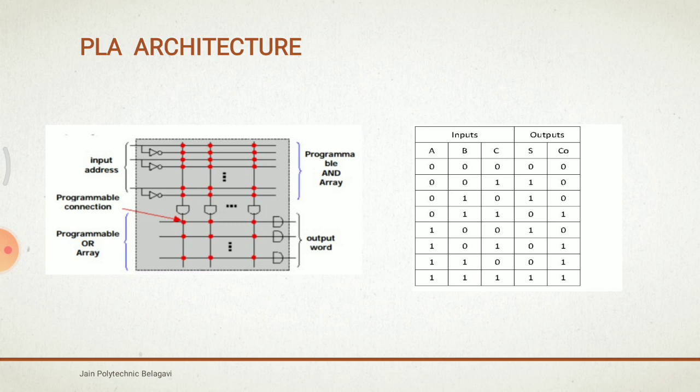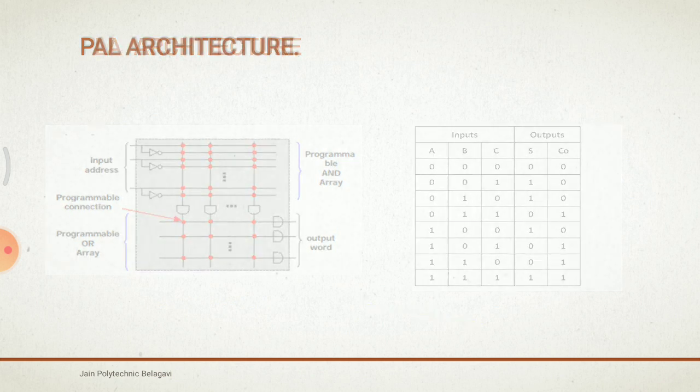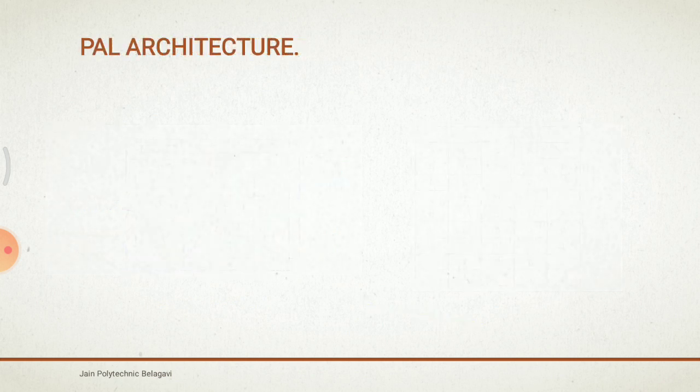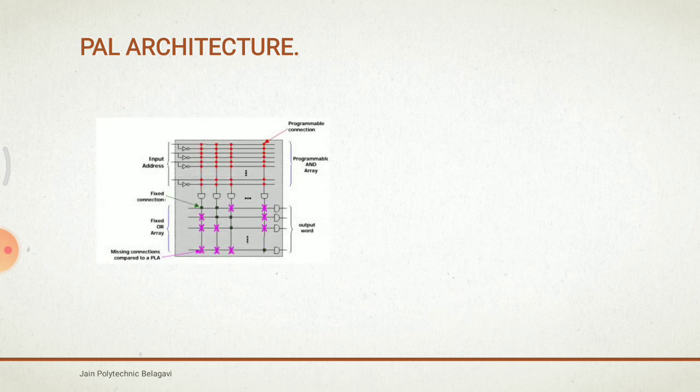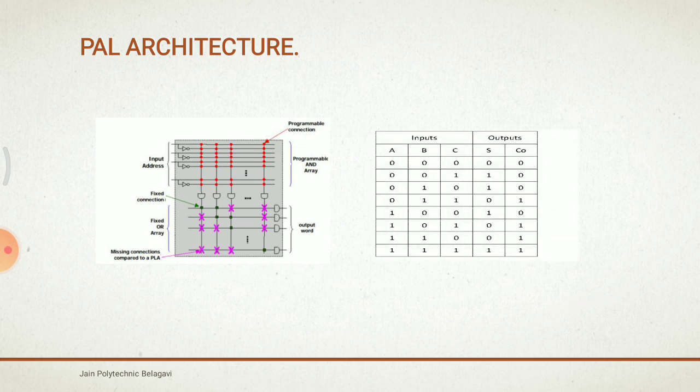Next one is the PAL architecture. The PAL architecture consists of a programmable AND plane followed by a fixed OR plane. You can observe the diagram. The number of products in a sum of products form is limited to a fixed number, usually 4 to 10 product terms. The number of variables in each product term is limited by the number of inputs. The number of independent functions is limited by the number of output pins. Here also you are going to get the sum of products.